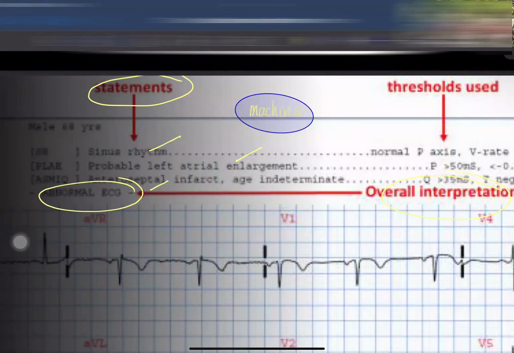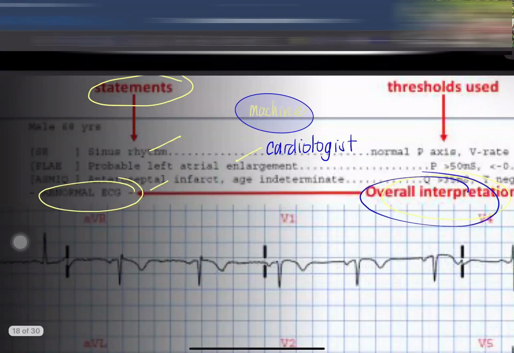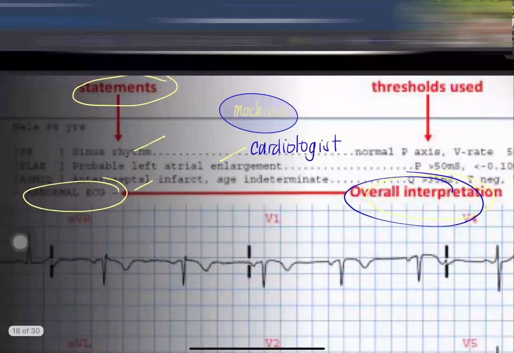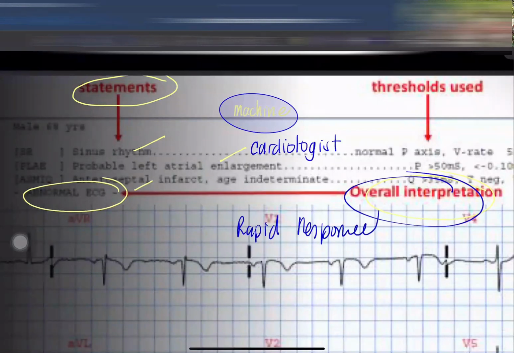Do we still verify that? Yes. Now, we still need to counter-check. And usually, the specialty of physicians that would be doing the counter-checking will be your cardiologist. Eh sir, para sa ano pa na may interpretation pero kina-counter-check naman? Class, so that there will be rapid response. There will be rapid response in case the condition of your patient would deteriorate.